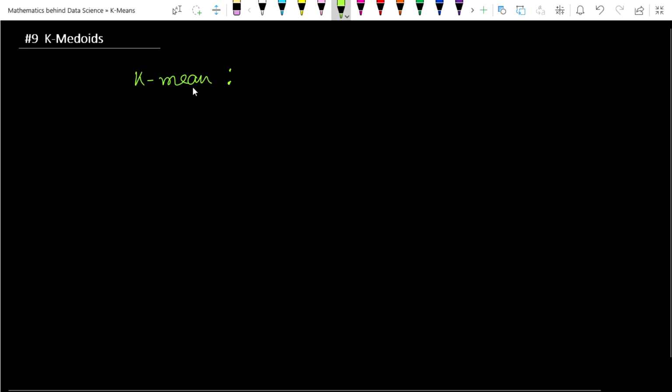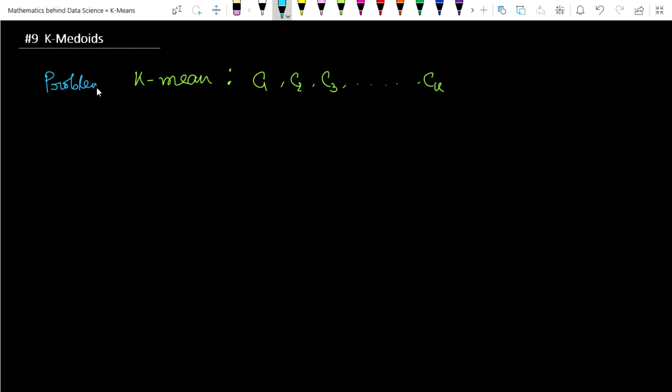So what do we have to do in k-means or k-means plus plus? We have to predict the centroids for our data sets, and based on the centroids, we have to make the clusters for each centroid. That's the job we have to do in k-means, but there are some limitations. There are some problems. What is the problem?